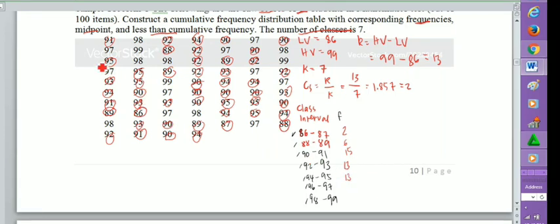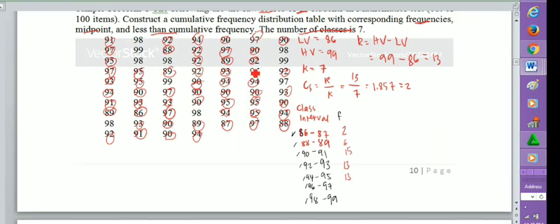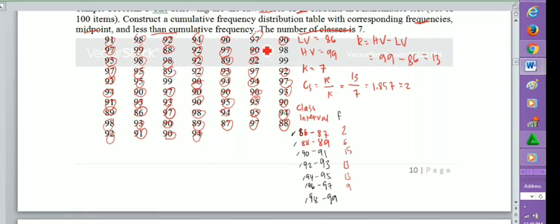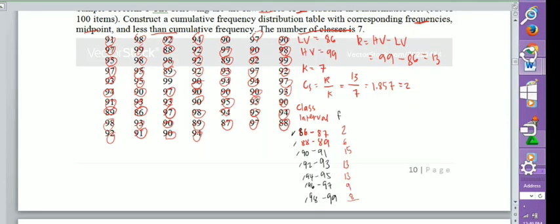Okay, 96 to 97: 1, 2, 3, 4, 5, 6, 7, 8, 9. And 98 to 99, we have 1, 2, 3, 4, 5, 6, 7, 8. Okay, 8. Is it correct? Okay, so we will now total using your calculator. So we have 2 plus 6 plus 15 plus 13 plus 13 plus 9 plus 8. Okay, we have 66 only.